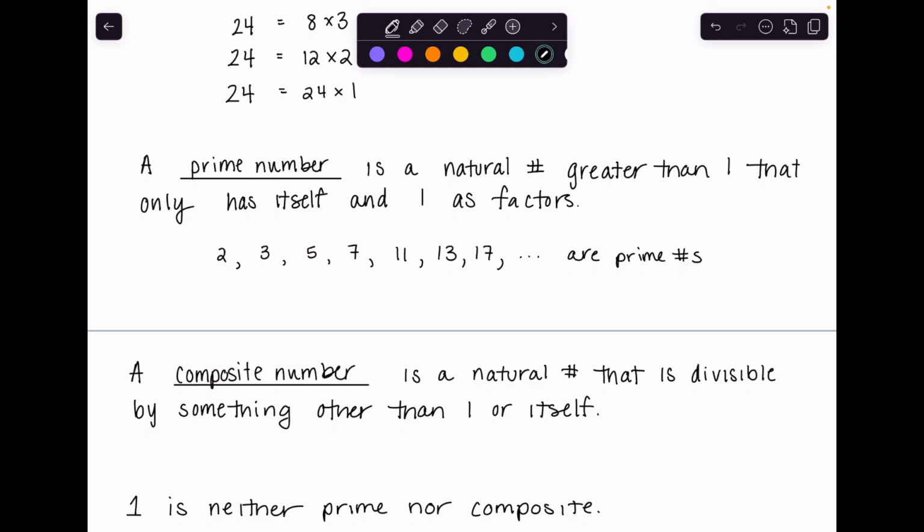So a composite number is a natural number that's divisible by something other than 1 or itself. And so 24 is a prime example of that. We can write it as 6 times 4, 8 times 3, 2 times 12, or any variation or rearrangement. But you can break it down, so this is a composite number.